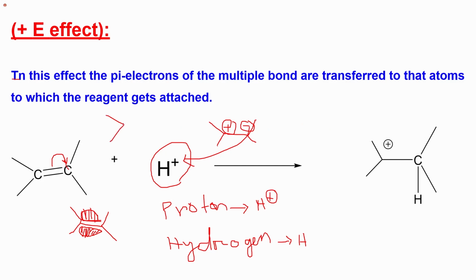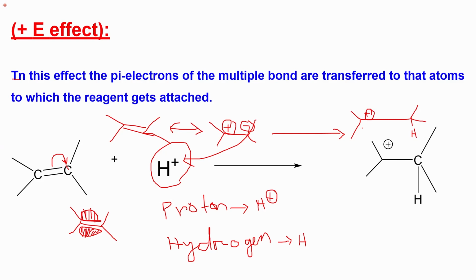So first we start from here, and now the intermediate state is this one. Then after the addition of H plus, we get this molecule. Here is a positive charge. So this is called the plus E effect.